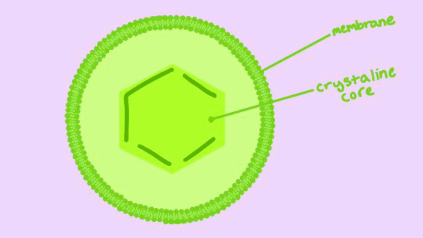Peroxisomes. Peroxisomes are also membrane-bound pouches. They help with lipid metabolism and detoxification. They also sometimes contain a crystalline core that has many enzymes inside of it that helps it to perform these tasks.